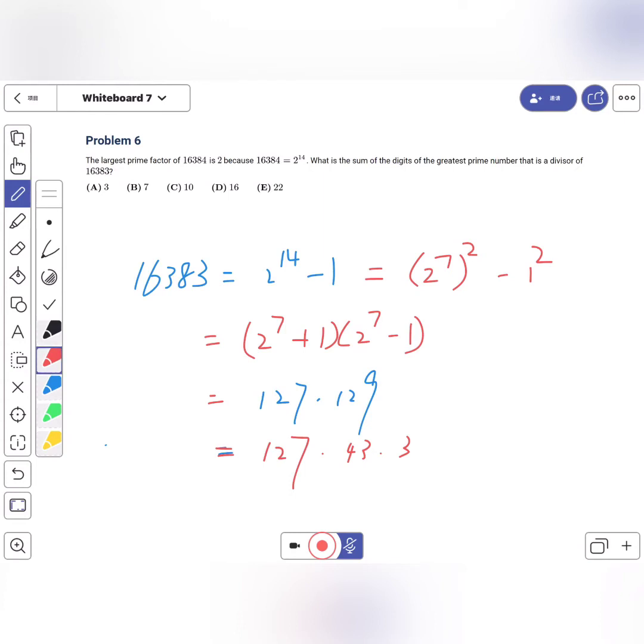Therefore, we can conclude that this is a prime and is greater than 43 and 3. Therefore, our answer is 127, and we're asking for the sum of the digits, which yields an answer of 1 plus 2 plus 7 is equal to 10, giving us answer choice C.